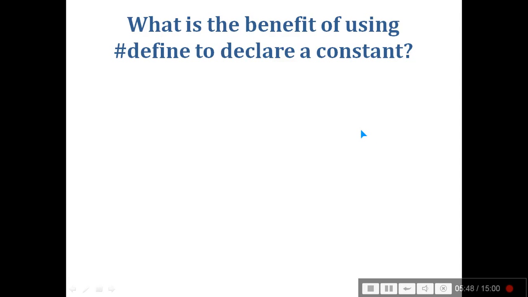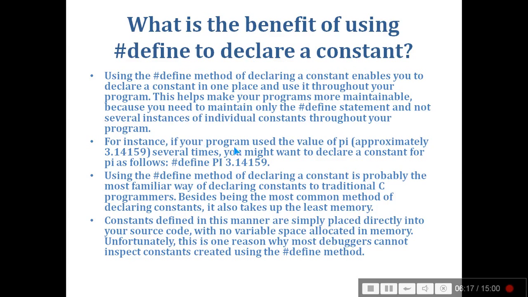What is the benefit of using #define to declare a constant? This is also a good question. Why is #define written before your main? So with #define, you change one place and it will be changed in the whole of your program. The program may be 1 line, 10 lines, 100, 1000, but still you change one place. If you don't want 3.14159, you just want 3.14, you just change #define PI 3.14 and it will be changed in the whole of the program.